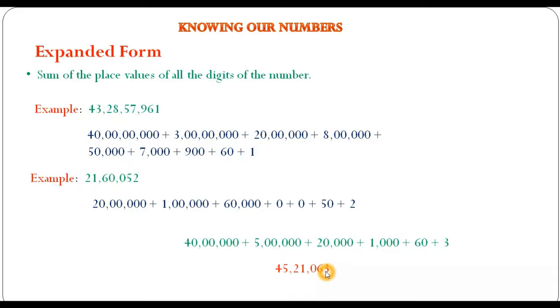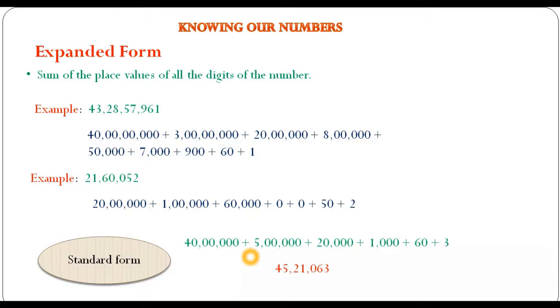So whenever in the expanded form some place value is missing, you have to write 0 in place of that. And writing a number in this form is known as standard form. So if the expanded form of a number is given, you can write it in its standard form.